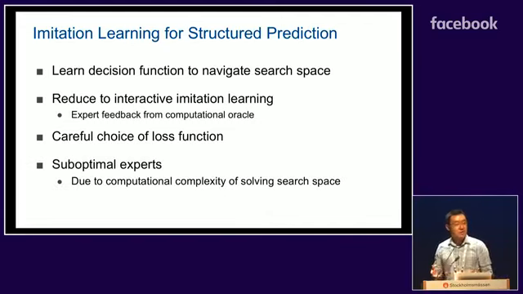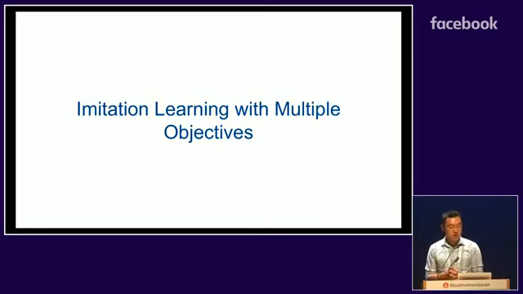And in many cases, because the search space can be combinatorially large, you have experts that are suboptimal, right? Since the experts are derived from computational oracles at training time, if they're suboptimal, then we need ways of actually learning policies that perform better than the reference expert. And so with that, I'm going to turn it over to Hoang to talk about a number of other applications.